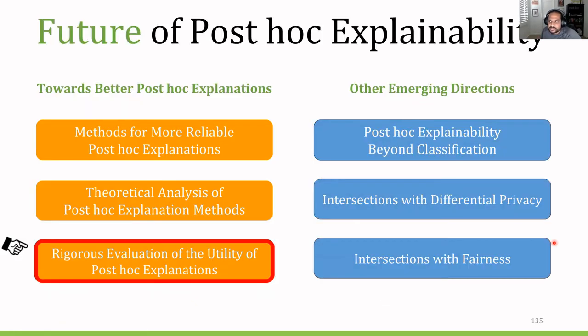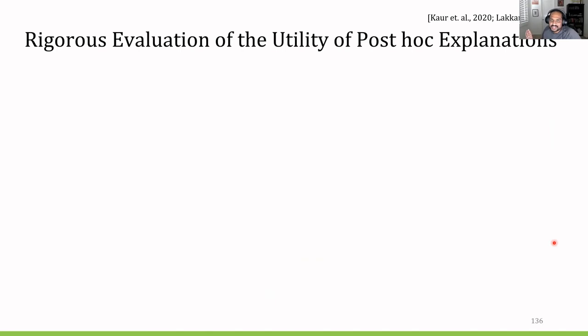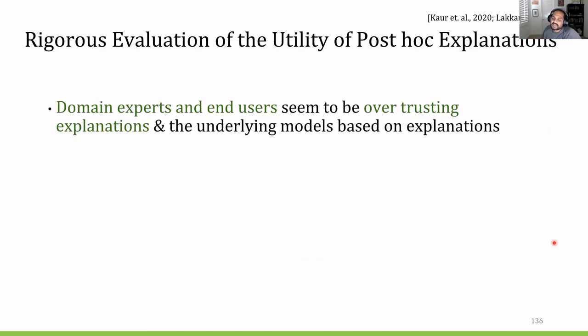And finally, we didn't talk about this too much, but rigorous evaluation of the utility of post-hoc explanations is something that's needed. A lot of this is on the user side, not necessarily technical. But essentially, the problem is that when people look at these explanations, either they don't understand them, or they understand them and tend to over-trust them. So either they stay back or they over-trust. This is maybe something psychological, but that's how it is.